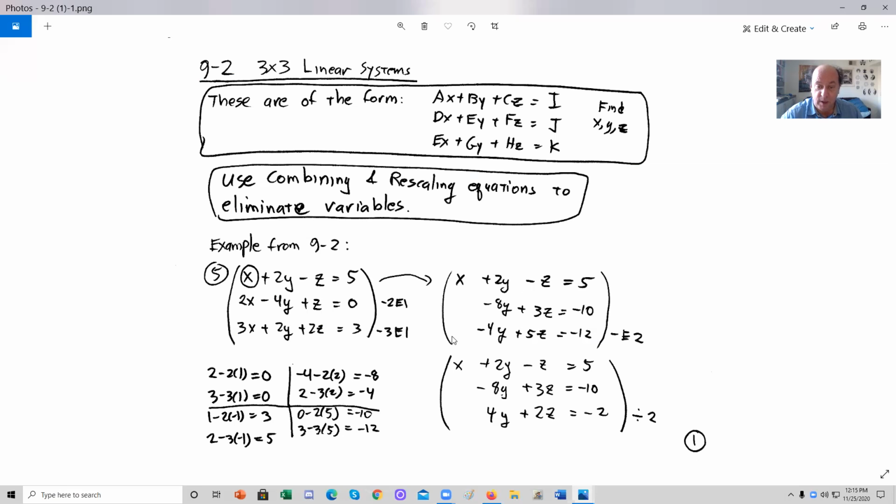We've cleared away x from all this. That's good. Now here I have a minus 4y and a minus 8y. I'm going to subtract equation 2 from equation 3. 4 minus negative 8 is a 4. 5 minus 3 is a 2. 12 minus negative 10 is a negative 2. That makes things a little bit simpler, I guess.